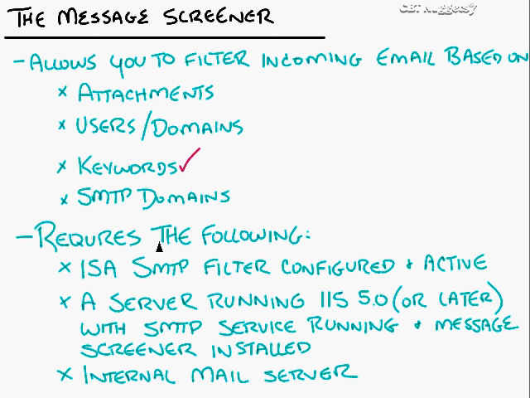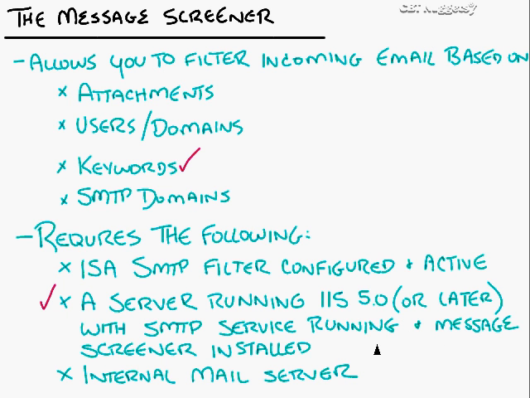Now, in order to do that, you need a few of the following things. Well, actually all of them. First off, you have to have that ISA application SMTP filter configured and active. That's the one we talked about in the firewall nugget. You have to have all this set up, what filtering criteria you're going to use. Now, here's what we didn't talk about. The first thing that you need here is a server running Internet Information Services 5.0 or later that has the SMTP service running and the message screener installed.